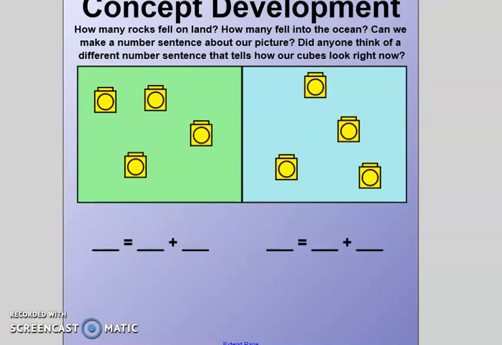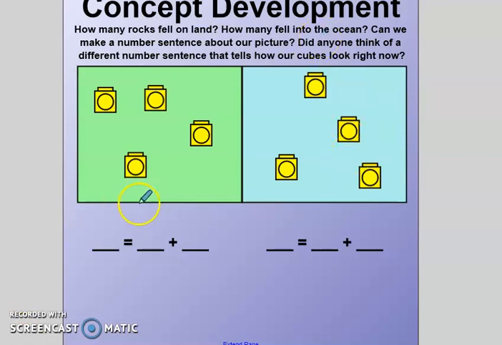Alrighty, so what I want you to do for this part is look at the picture, and I want you to create the two number sentences that represent our picture. So our whole plus our land plus our space rocks that landed in water. And then switch it. Do your whole plus your water and then your land. Go ahead and unpause me when you're all ready. Okay, awesome work. Let's check our work together now.